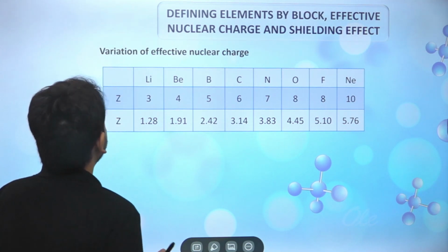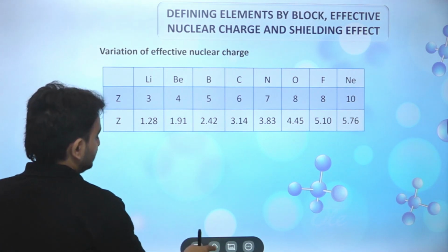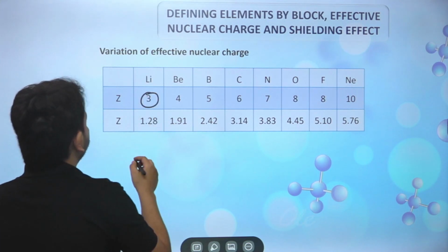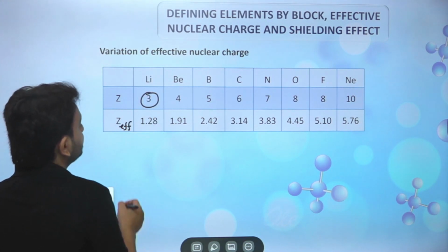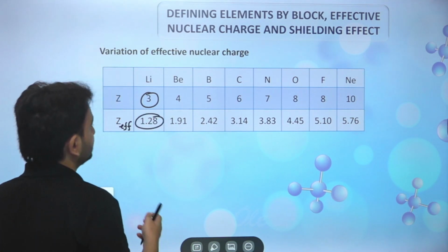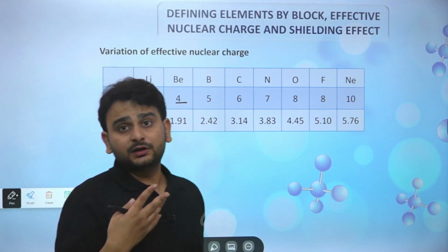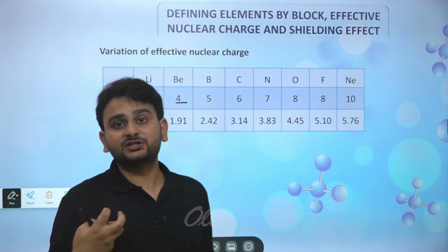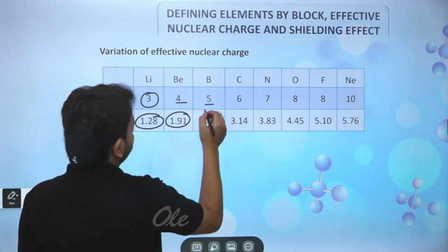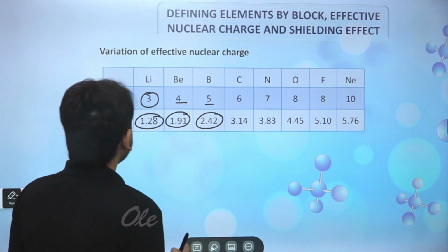So for example guys, if you're talking about effective nuclear charge on the outermost electrons, then the atomic number of lithium is 3, right? But the Z effective that they will face is only 1.28. I'm talking about the outermost electrons. In case of beryllium, the atomic number is 4, so they should ideally experience an effective nuclear charge of 4 because there are 4 protons, but they experience only 1.91. For boron it's 5, they experience 2.42, and so forth.